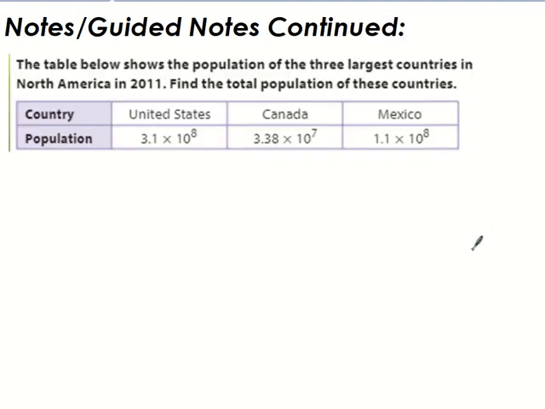All right, so this is the same page, just down below. This says the table below shows the population of the 3 largest countries in North America in 2011. Find the total population of these countries. So here they are in scientific notation. None of them match. Well, actually 2 of them match.